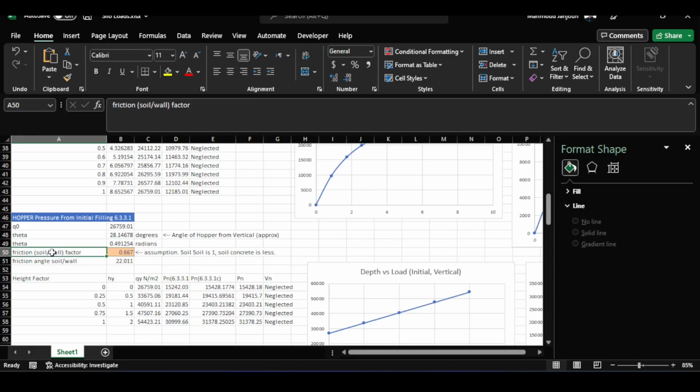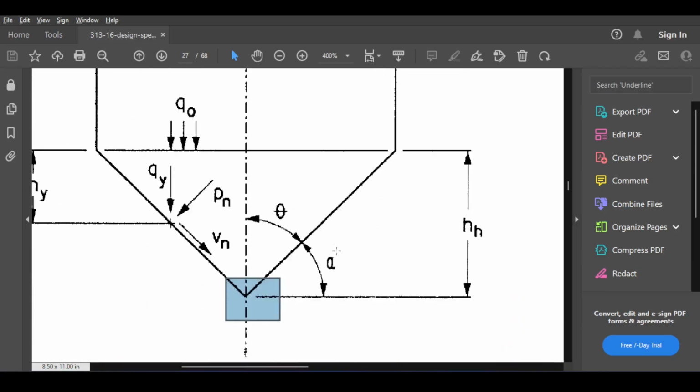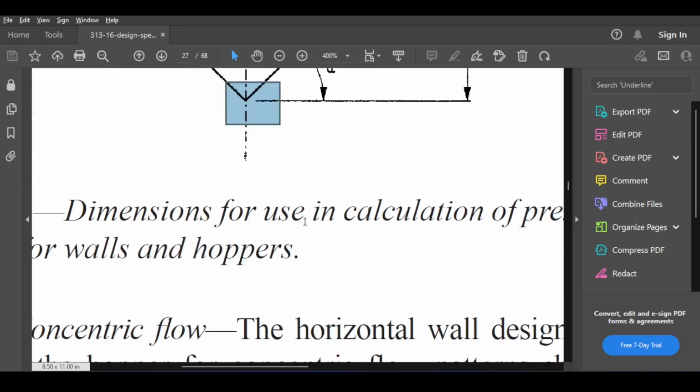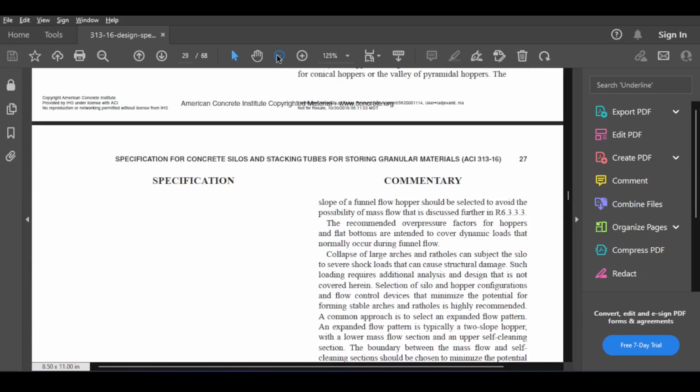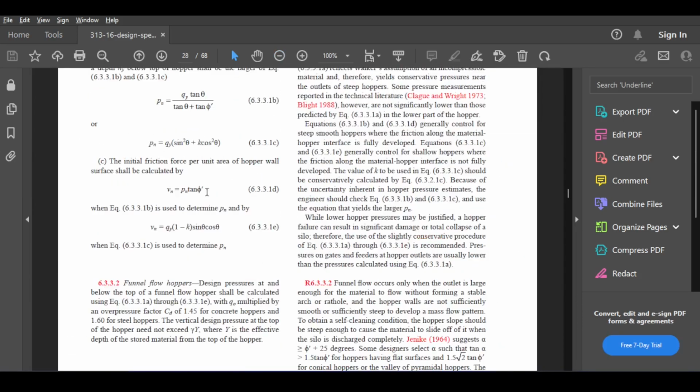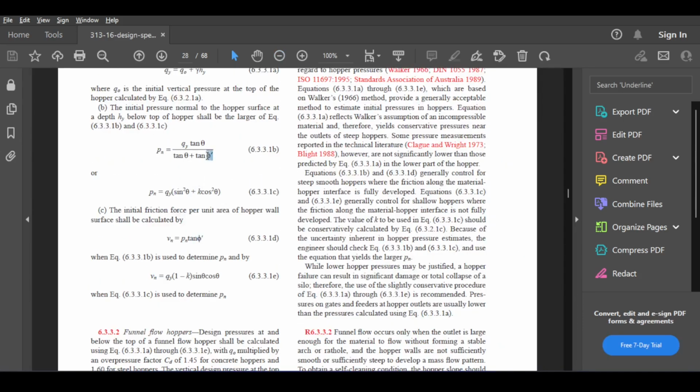The friction between the soil and wall factor, this is important. Why? Because there is no mentioning, at least as far as I know, of how phi prime is calculated in the equation for the hopper. This phi prime was never mentioned before, how it was calculated, like in an equation. Turns out, if you check out the notation, and this is very important.